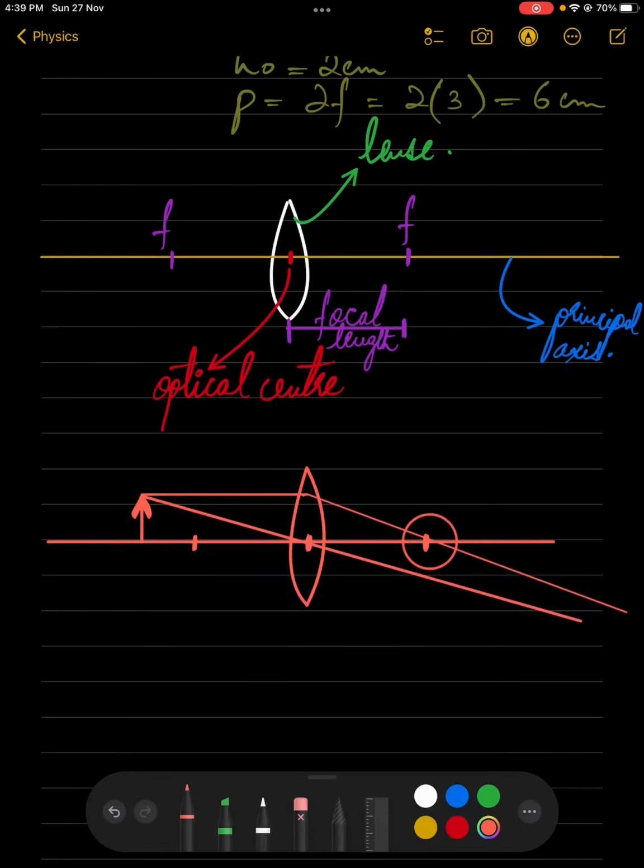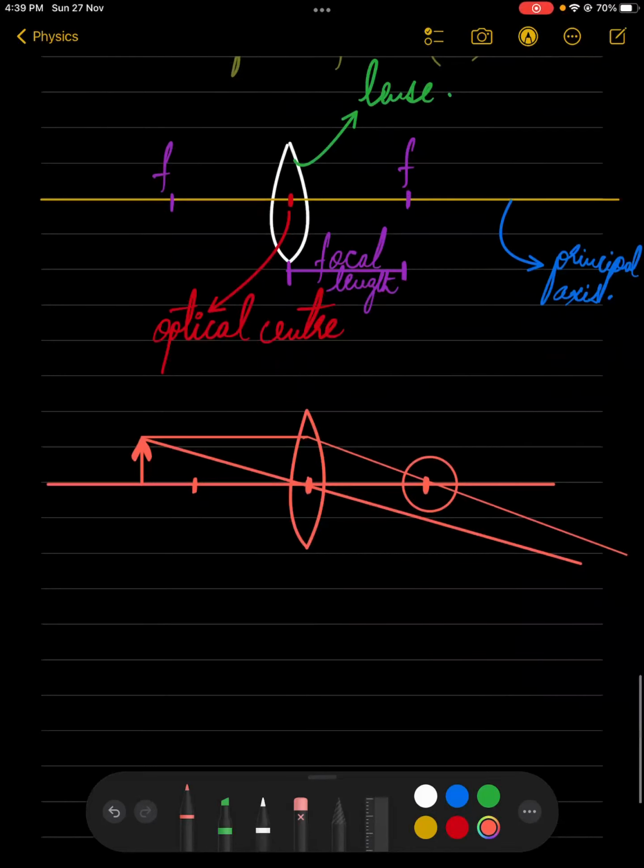फोकस का purpose क्या है मेरे पास? To converge the light rays through the optical center और through the principal axis. फोकस सिर्फ एक काम कर रहा है that it is causing the light ray to pass through the principal axis. That's it. ये है हमारे फोकस का काम. इसके अलावा फोकस का कोई और purpose नहीं होता.